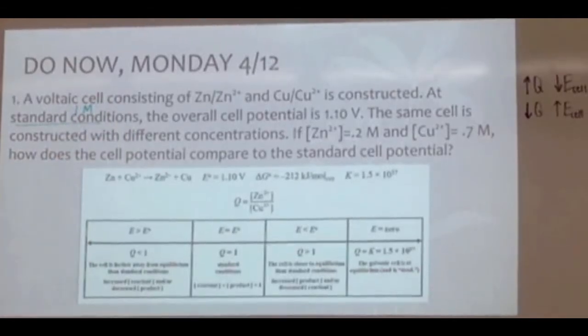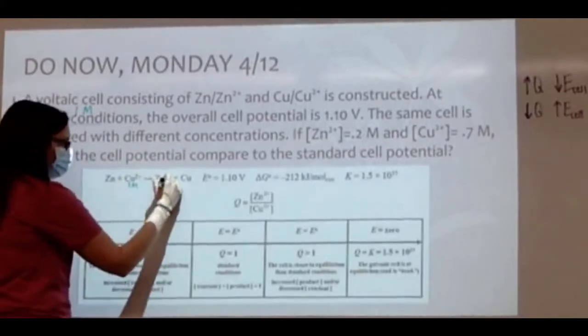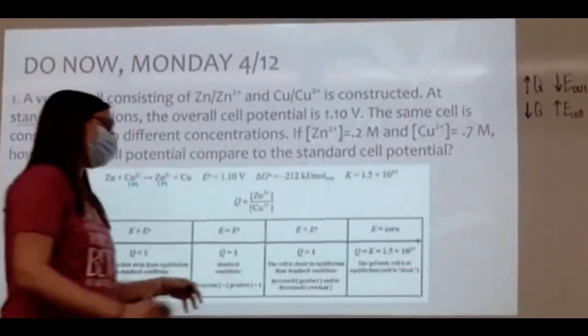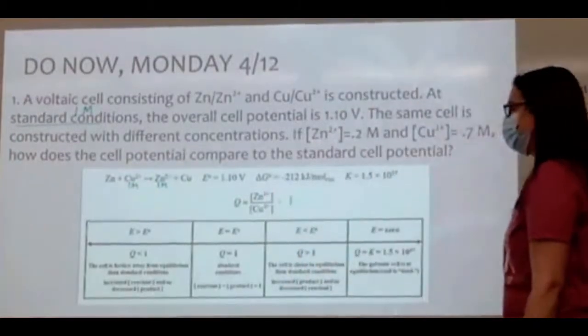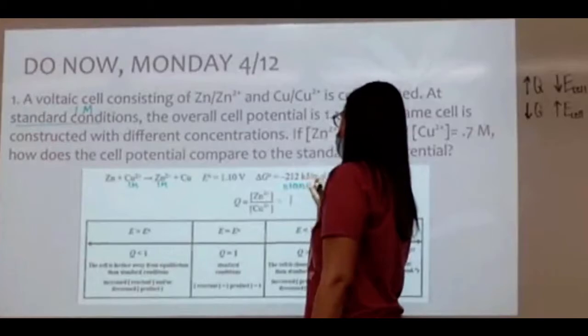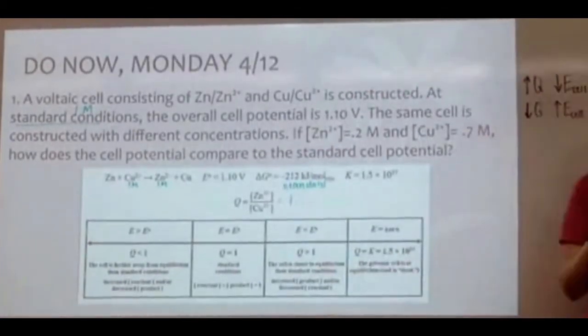And remember, when it says standard conditions, that means all of your concentrations are 1 molar. So the Cu2+ concentration was 1 molar, the Zn2+ concentration was 1 molar. Zinc and copper are solids, so they don't have concentrations. And so remember, at standard conditions, Q equals 1, because it's 1 molar for every solution.